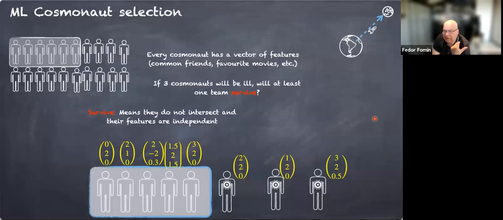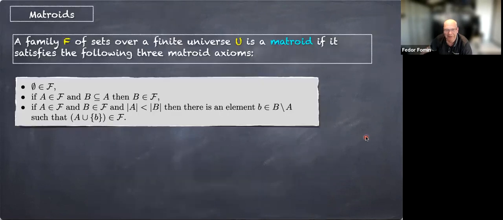So the team survives if it not only doesn't intersect the infected people, but also, if I take the vectors which are associated with these people, then these vectors are also linearly independent, right? It sounds a bit artificial, but yeah. If you can come up with a better example, please tell me, because I'm not entirely happy with the example. Okay. And actually, this is what matroids will do.